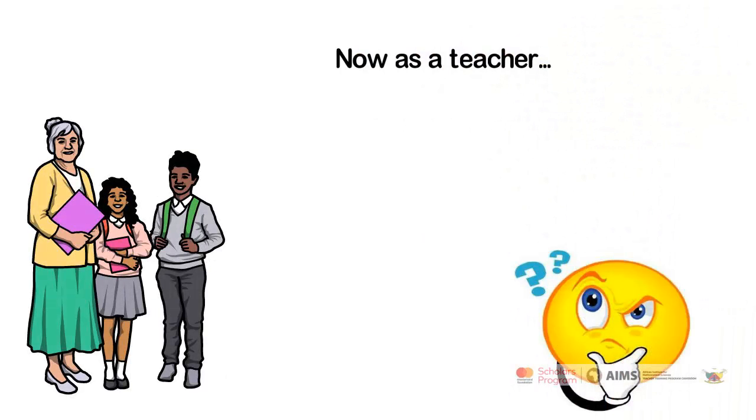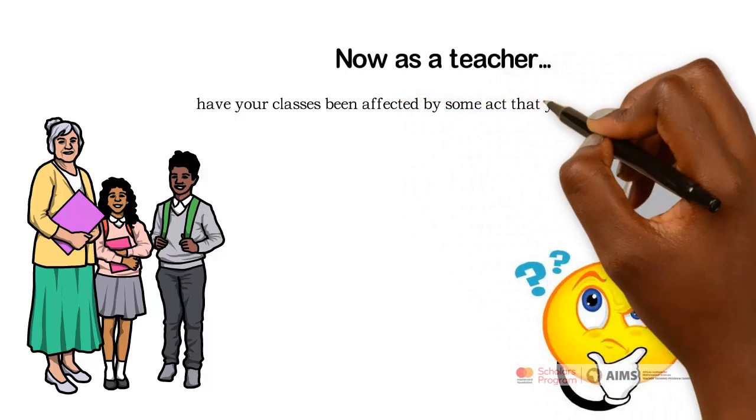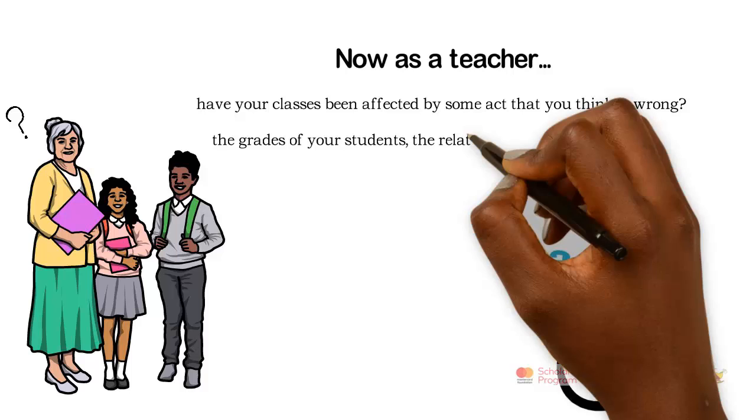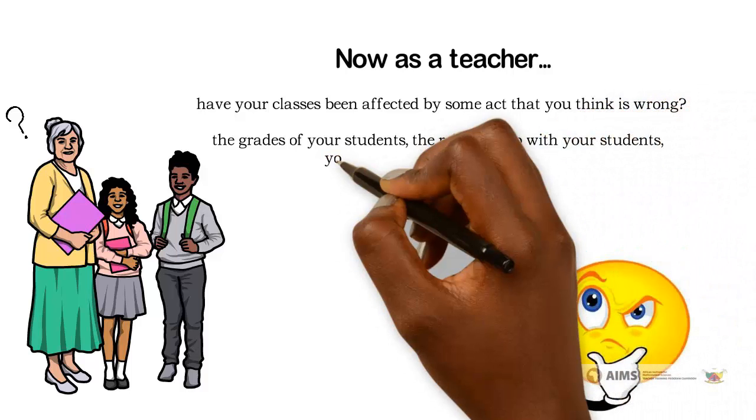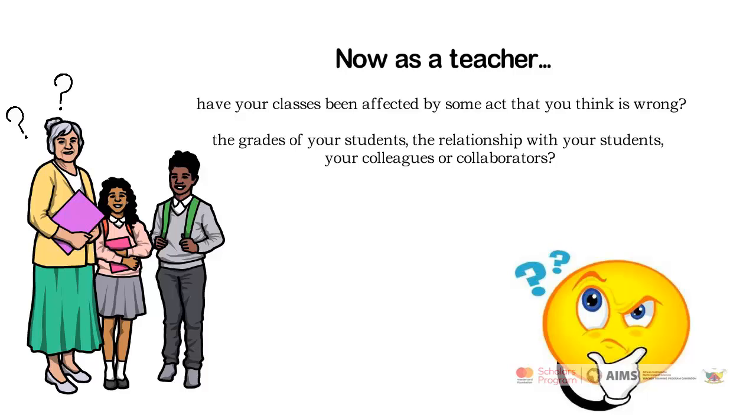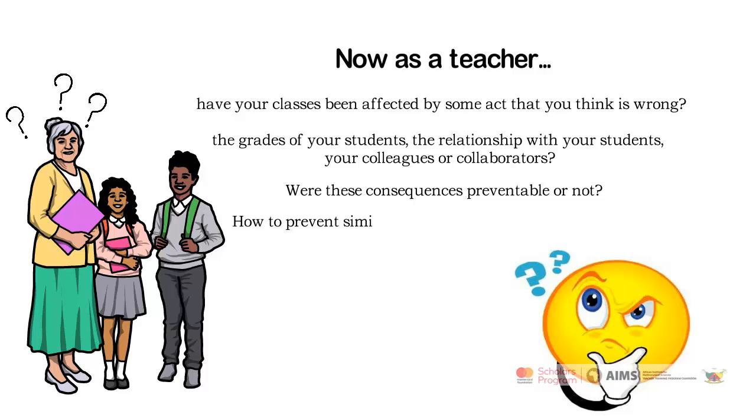Now as a teacher, have your classes been affected by some act that you think is wrong? The grades of your students, the relationship with your students, your colleagues or collaborators. Were these consequences preventable or not? How do you prevent similar consequences from happening again?